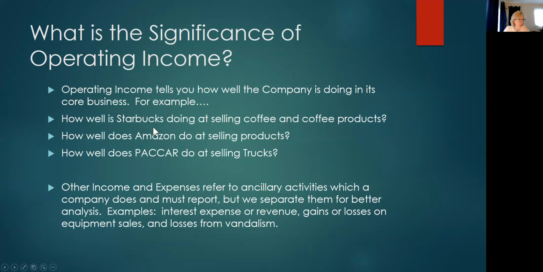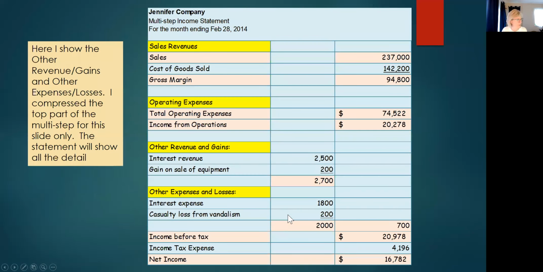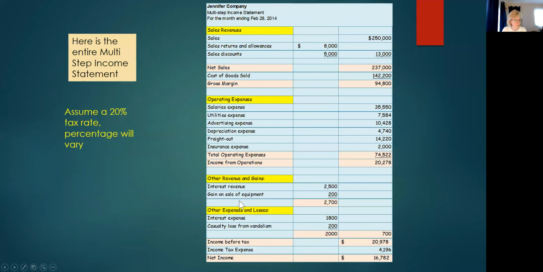Okay, so let me take us a little further. So how well is Starbucks? So operating income would be how well is Starbucks at selling coffee and coffee products? How well does Packard do selling trucks? Now we've got to subtract or add other income or other expenses. Okay, so here are 4 new accounts that are defined as other income, other revenue, or other expenses. Interest revenue, anything with the word gain on it, gain on sale of equipment, they would be added. Other expenses, always interest expense. And the loss, whenever you see a loss there.